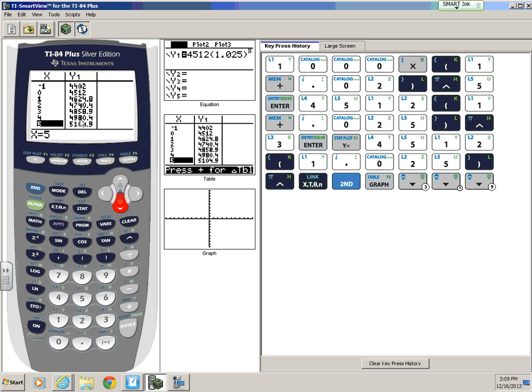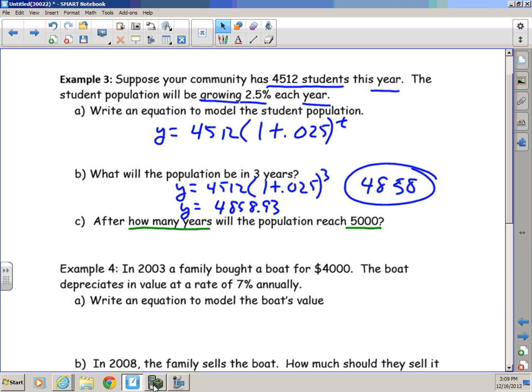And you'll see that at the end of year 4, I'm slightly below. So sometime during year 5, I hit the $5,000 mark. So when did that happen? In year 5. Okay. All right. Next example.